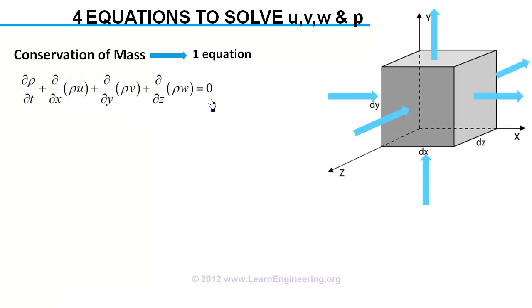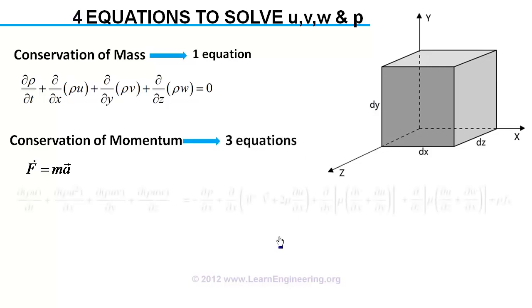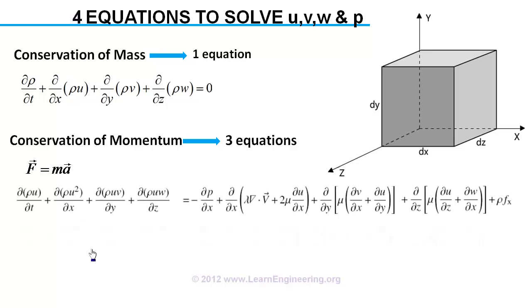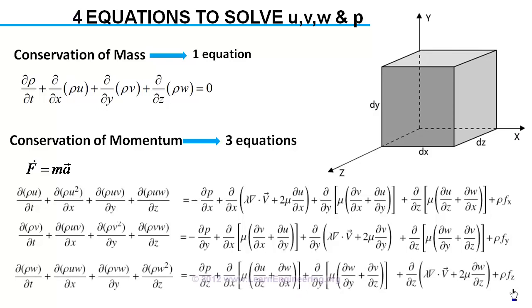The remaining three equations are derived from conservation of momentum, which is the same as Newton's second law of motion. Since momentum is a vector quantity, there will be three components for it. It will generate three independent equations. It can be represented in differential form like this. For each direction, there will be one equation. So, in total you have got four equations.